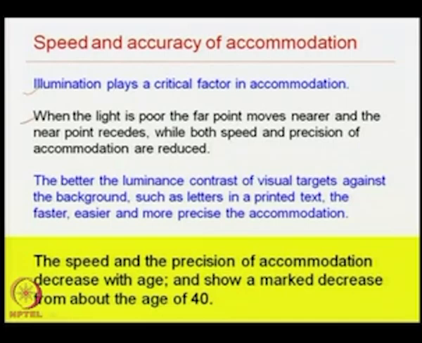While both speed and precision of accommodation are reduced, the better the luminance contrast of the visual target against the background, such as letters in a printed text, the faster, easier and more precise the accommodation. The speed and the precision of accommodation decrease with age and show a marked decrease from about the age of 40 in general. For this reason, people say that after 40 years, you need to wear some kind of glasses.